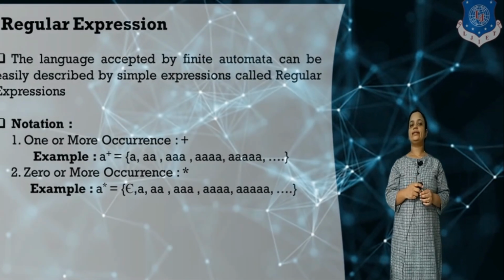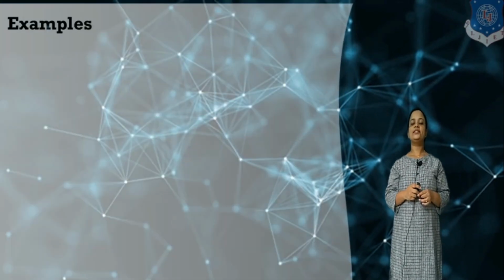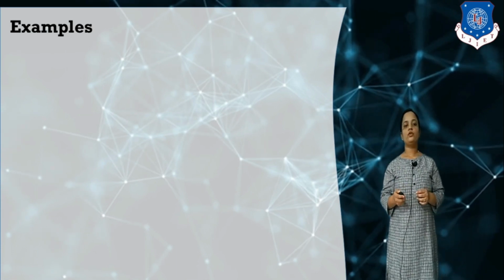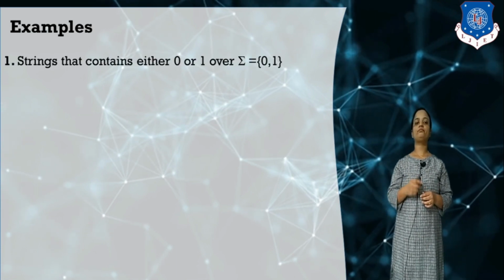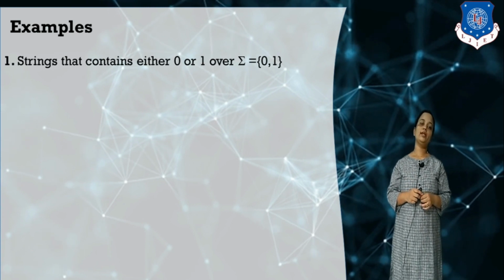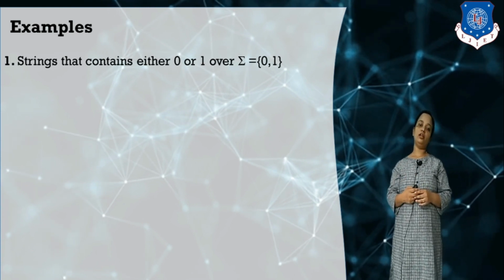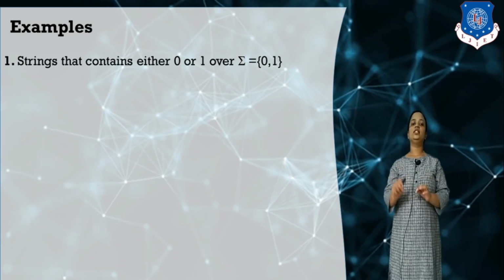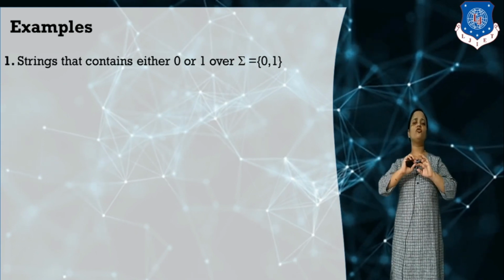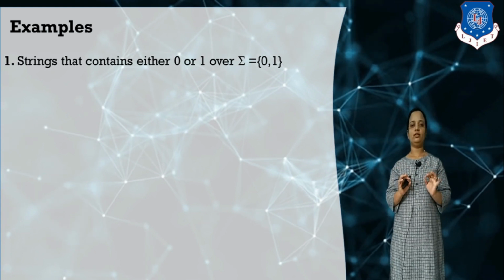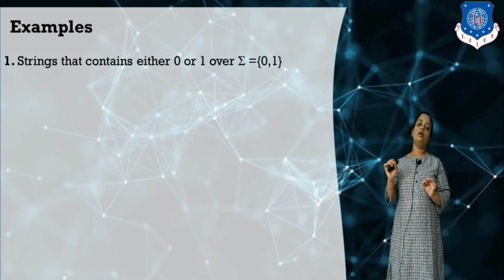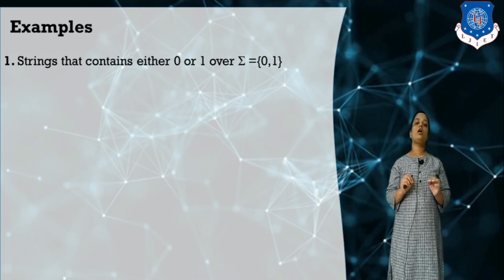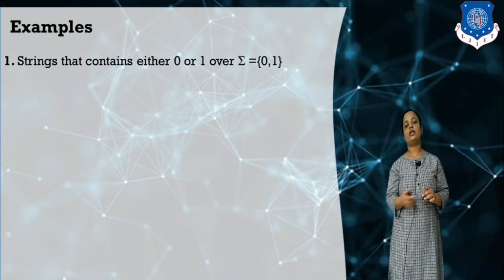Now let us take examples and understand how we can write the regular expression for the given languages. First, the language given here: we have to write the regular expression for the set of strings which contain either 0 or 1. This is a very simple example that I have taken. The alphabet is 0 comma 1. So here, how can we write the regular expression?